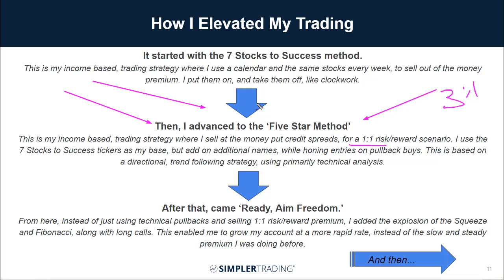So while the dollar amount is less because you're risking 1 to make 1 or you're risking 2 to make 1, at the same time, it's lower probability because you are now at the money or in the money. So what I did was I used the 7 stocks of success tickers as my base, added on additional names, honed entries on pullback buys. So this was where I got to the point where I was focusing on a directional trend following strategy, and I really upped my game with technical analysis.